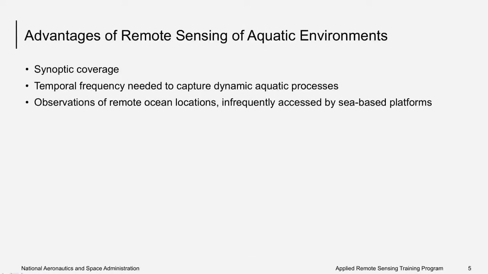What are some advantages of remote sensing of aquatic environments? There's synoptic coverage, meaning remote sensing imagery can collect data over large areas that would otherwise be impossible using ships or mooring observations alone. Next, the ocean moves, and so for many processes, frequent satellite overpasses are needed to capture natural phenomena. Many satellite sensors collect data on near daily revisit rates, and some of these processes can therefore be observed. Third, satellites can go where ships cannot go.